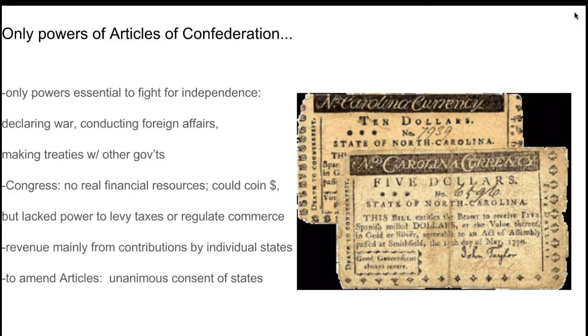They couldn't levy taxes. They couldn't regulate commerce. So that's where the states were making their own business deals with other nations. They were not paying their taxes, because who's going to pay their taxes if they don't absolutely have to? The revenue was contributed by these individual states, and if you were going to amend the Articles of Confederation, you had to have unanimous consent. You're never going to get that to happen.